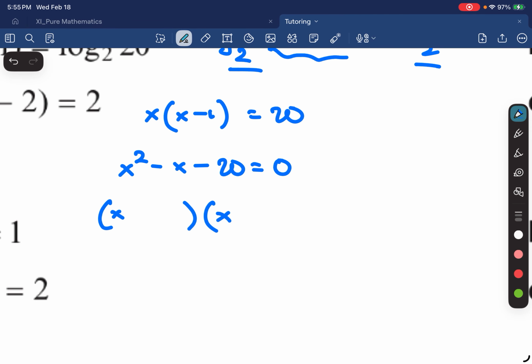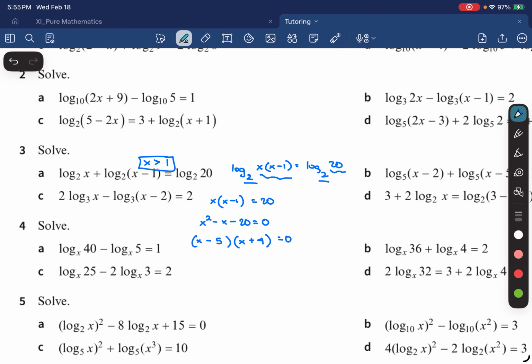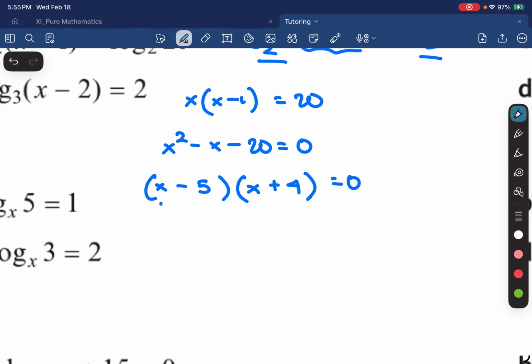When you factor it out, you will realize that this is (x minus 5)(x plus 4) equal to 0. That is 3a. Again, if you check, x times x is x squared, plus 4x, minus x is minus x, and then you have minus 20. So x is 5 and x is negative 4. When you put this part to be 0, you get x equal to 5. When you put this part to be 0, you get x equal to negative 4.